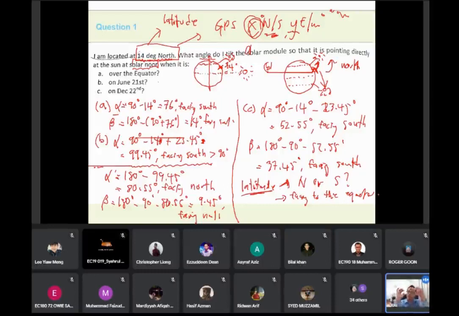Then after you do the calculation of the solar latitude, if you see, for example in the B case like this case, that it is more than 90 degrees, this indicates there is a change of direction of the module. If originally from the north, you change to the south. If in the south, you change to the north.